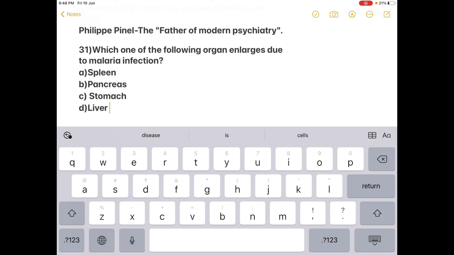Next question, which of the following organs enlarges due to malarial infection? Option A, spleen, option B, pancreas, option C, stomach, option D, liver. The correct answer here is A, spleen.